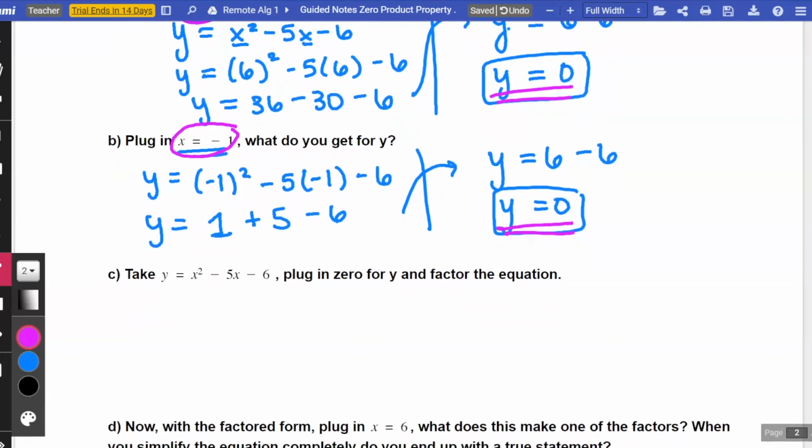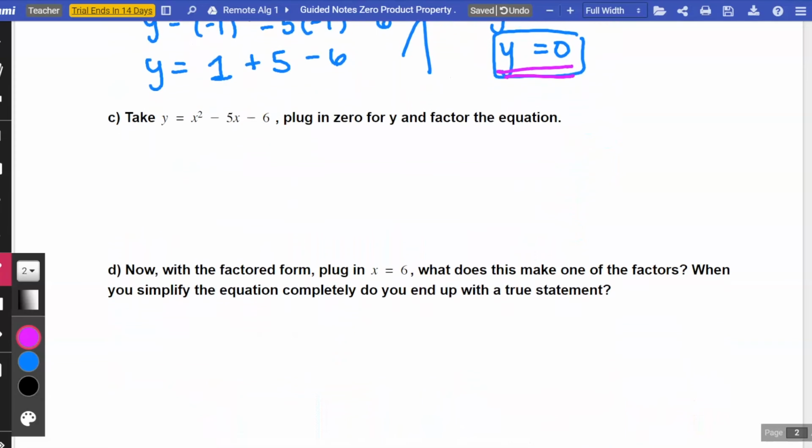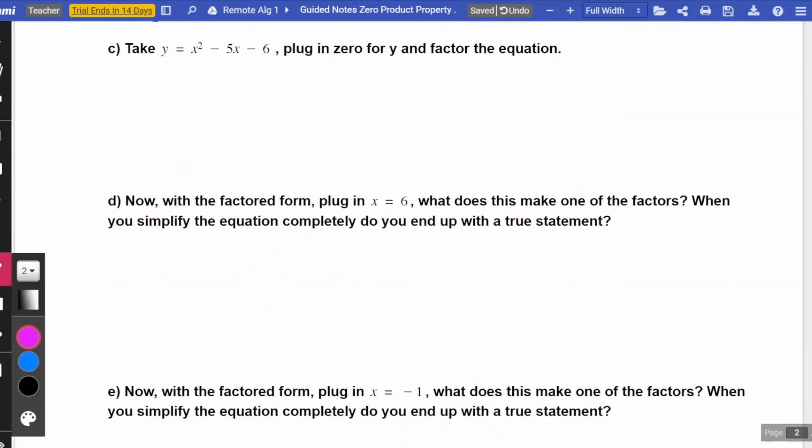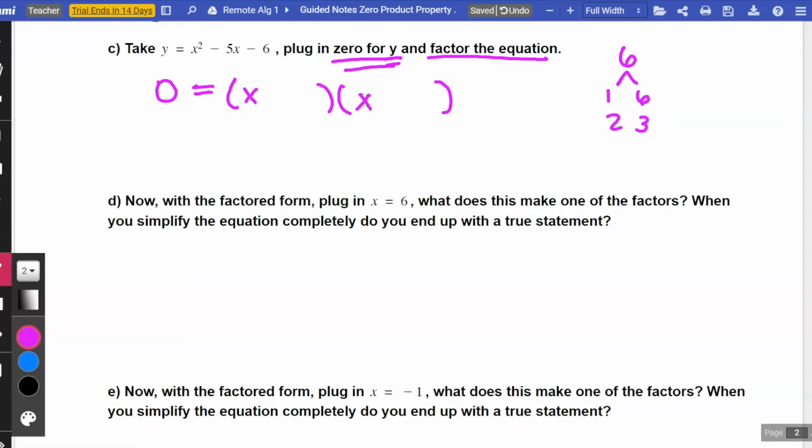So now in part C, we're going to take y equals x squared minus 5x minus 6. We're going to plug in 0 for y, and we're going to factor the equation. So 0 is equal to, we're going to factor this thing. So let's take factors of 6, and decide which ones are going to add or subtract to get us that negative 5, and a negative 6 when we multiply. Well, hey, I already know that x times x is x squared.